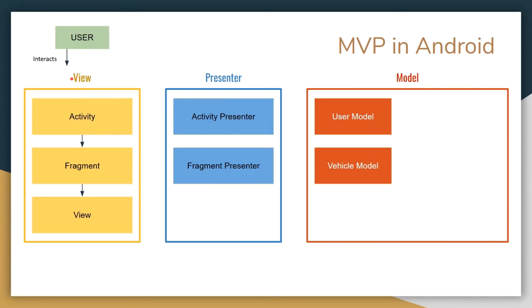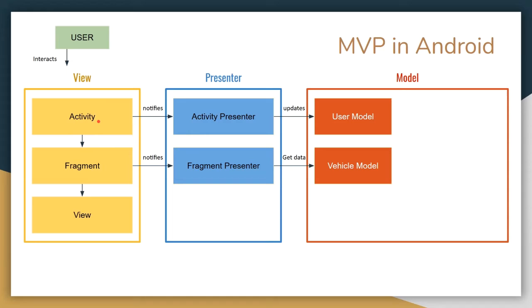Once a user interacts with a view, which is either an activity or fragment or view, it will first notify the activity presenter. Once it notifies the activity presenter, this activity presenter will update or get data from either the user model or vehicle model. Both of these are independent, meaning this is one separate action and this is another separate action. They perform different things, so this is completely independent of this one.